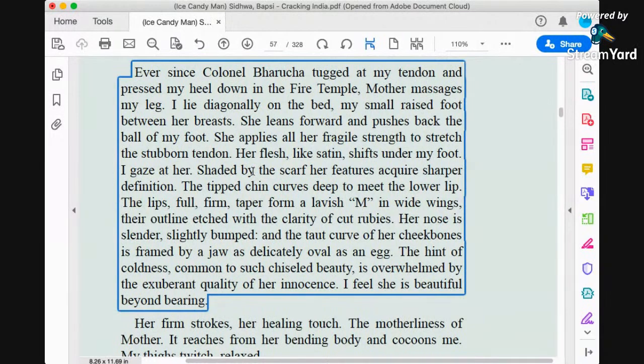Now, students, you can see how dearly Lenny is praising her mother. But she's not praising her as a kind person, or as a soft person, or a sympathetic person, or a harsh person.